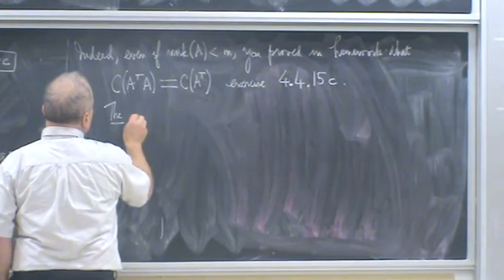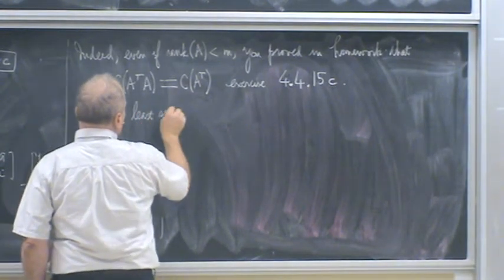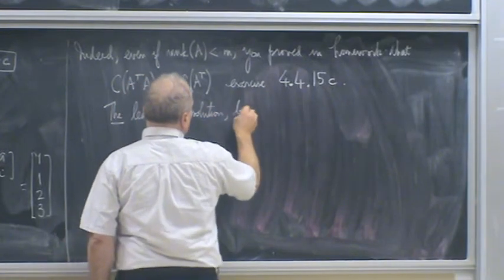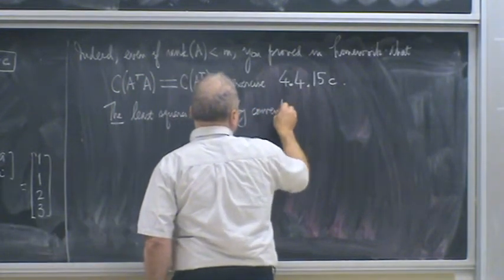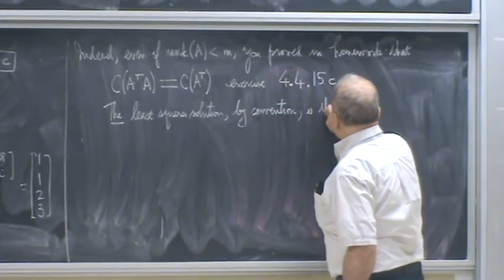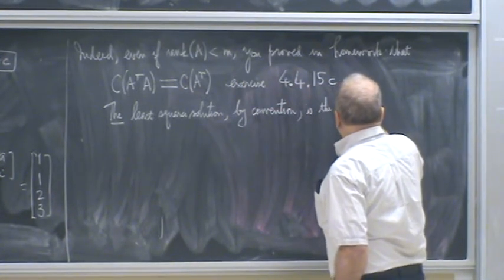The least squares solution, by convention, is the solution of smallest length.